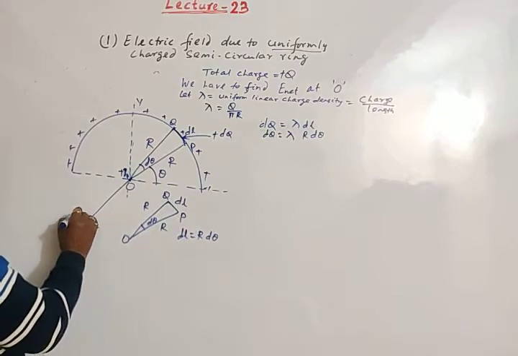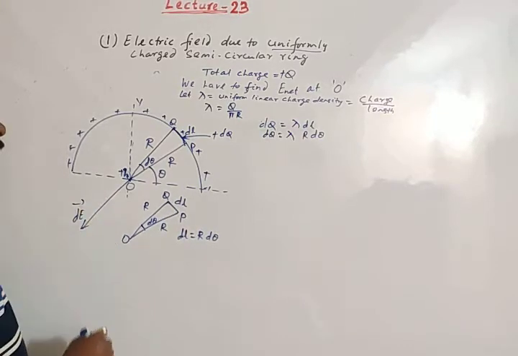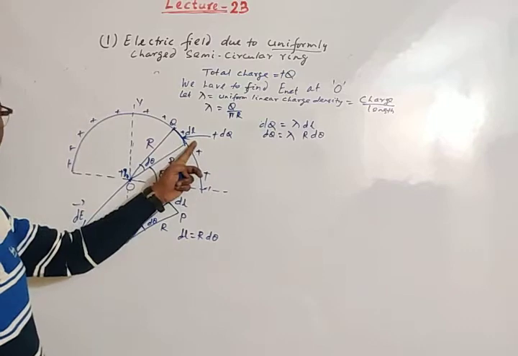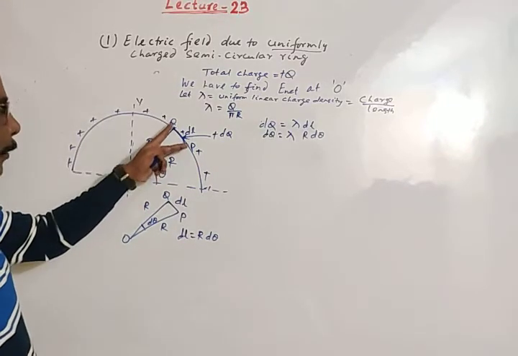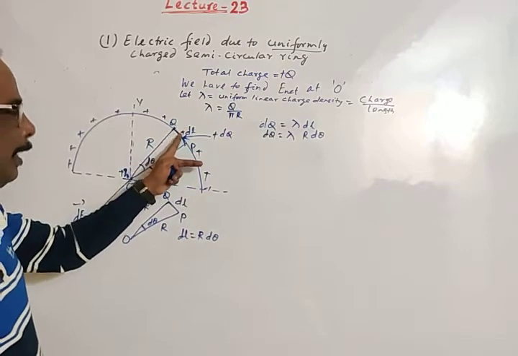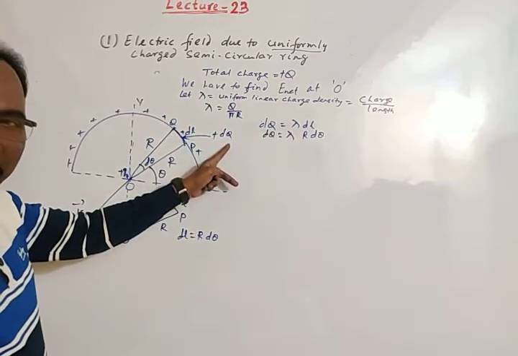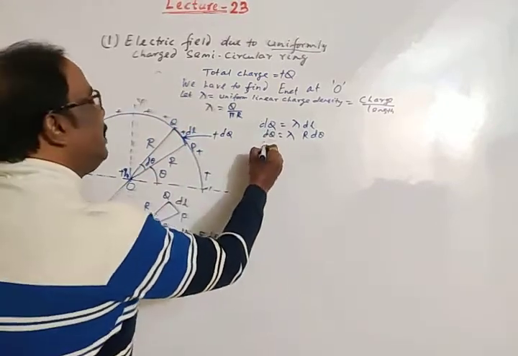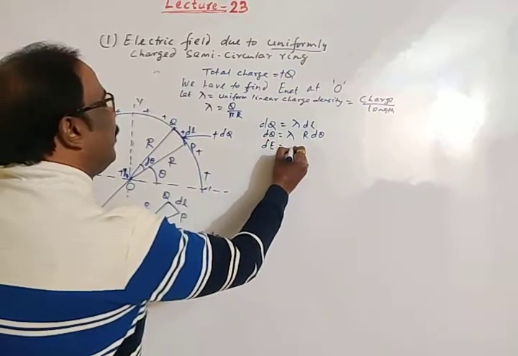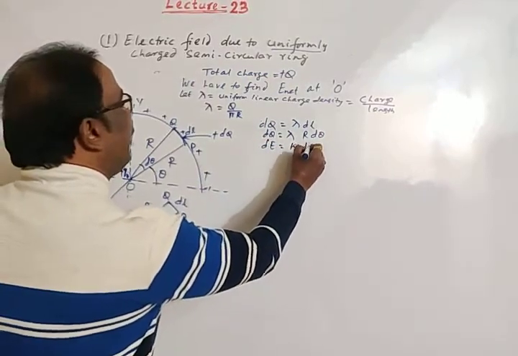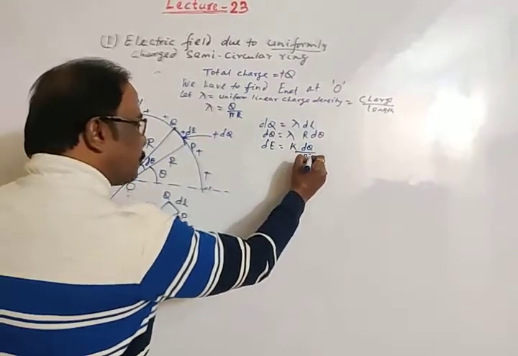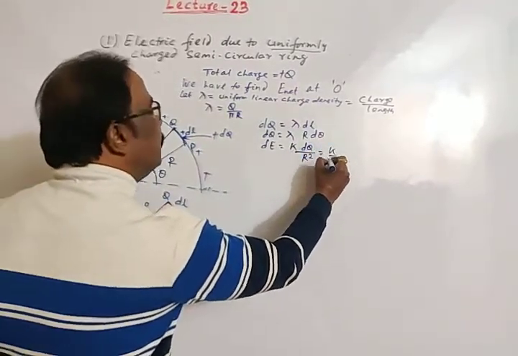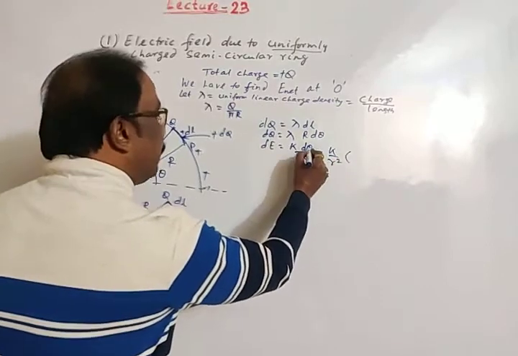Let this field intensity be dE. dE is electric field intensity at O, the center of semicircle, due to this elemental length dl carrying charge dq. Then magnitude of electric field dE is K dq divided by distance squared, distance is R. Then this is equal to K by R square into dq.